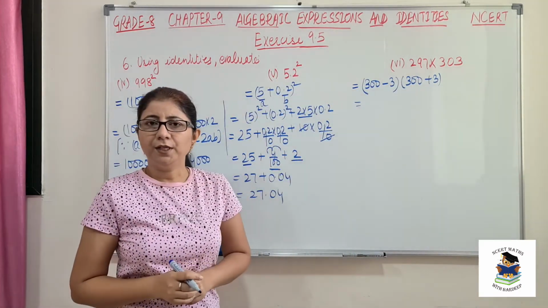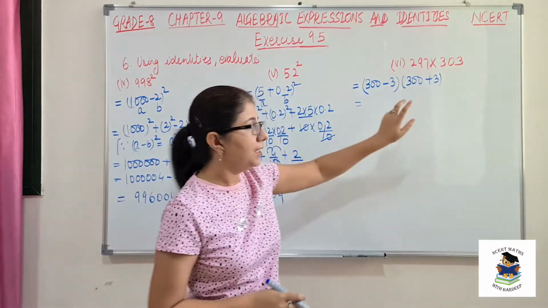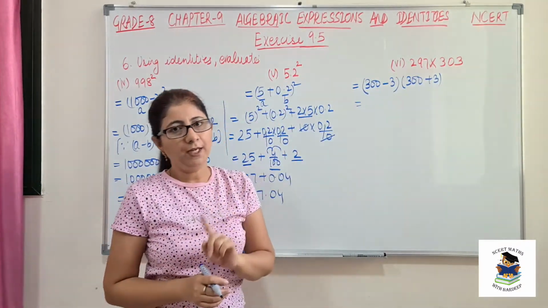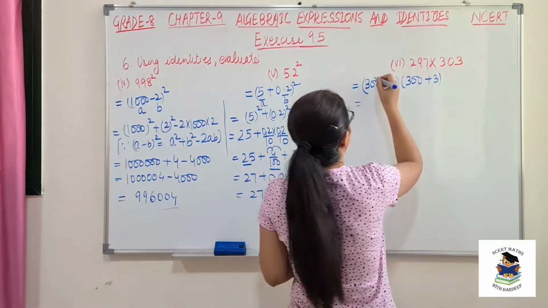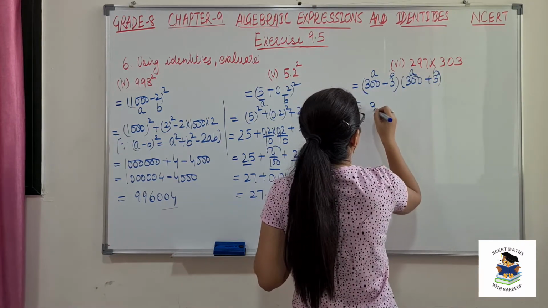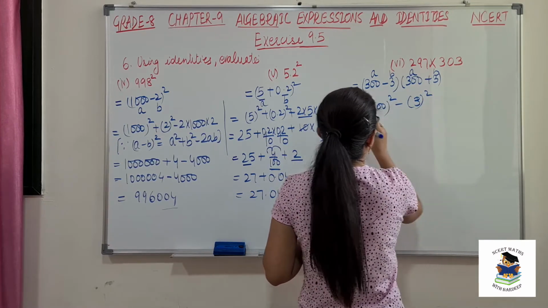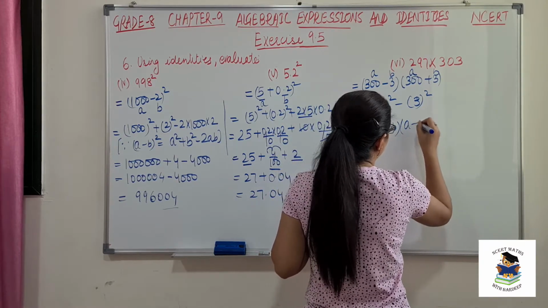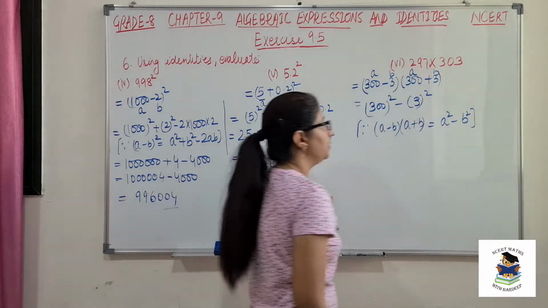So which identity can we use? We have the same term. See, this and this is same, this and this is same, but with opposite sign. So a minus b into a plus b is equal to a square minus b square. So this is a, this is b, this is again a and b. So what is the formula? That is a square minus b square. So again we will write, a minus b into a plus b is equal to a square minus b square.